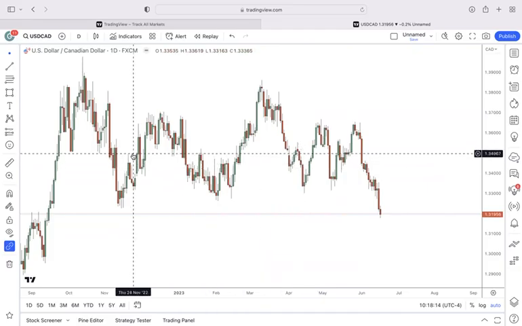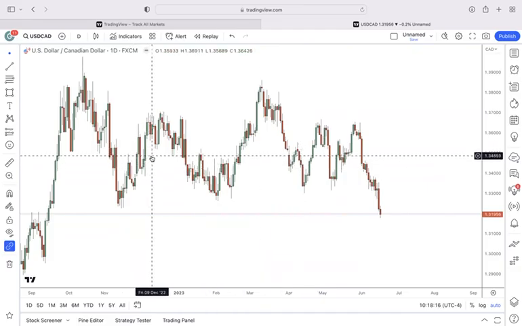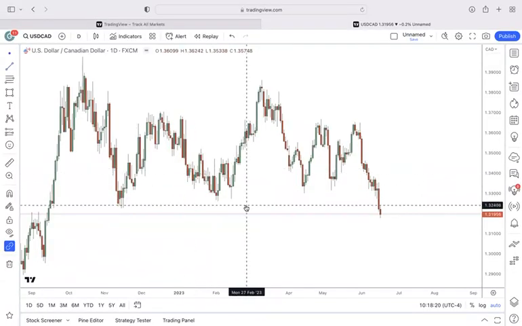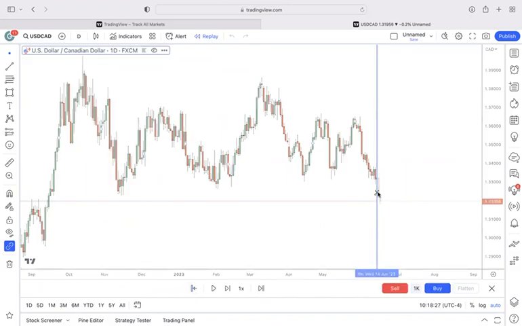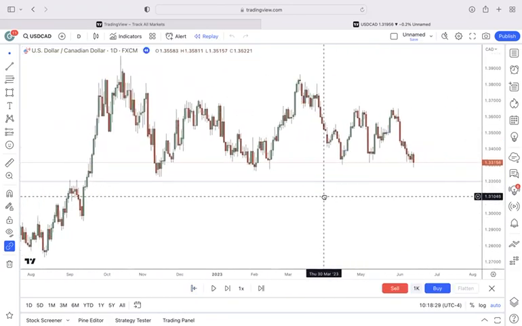Okay, so PD arrays. Here's your answer, bud. Liquidity is a PD array. Real quick, watch this. We're going to hit that replay button, and here's a test for y'all. Get ready to answer this.